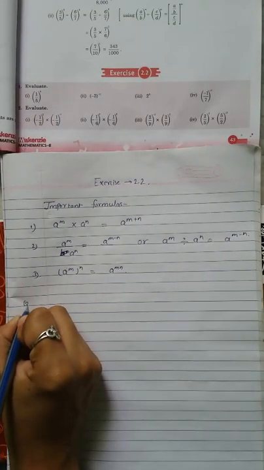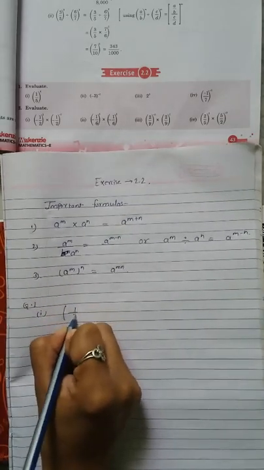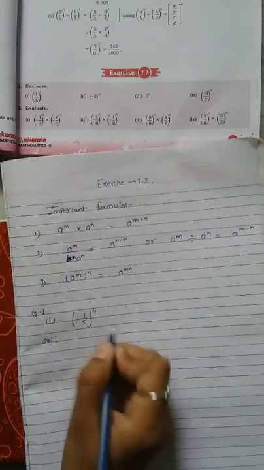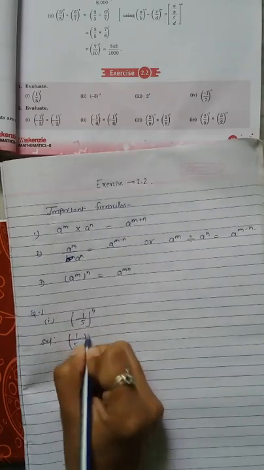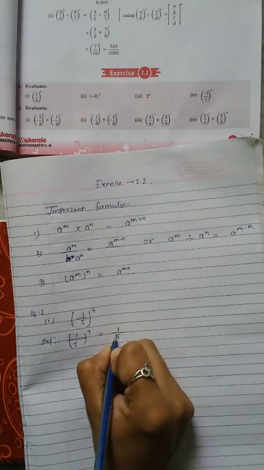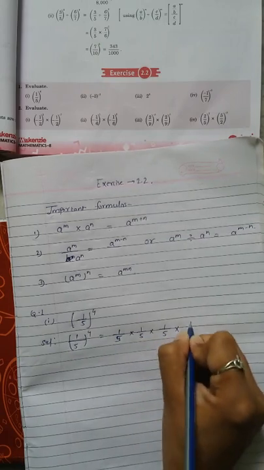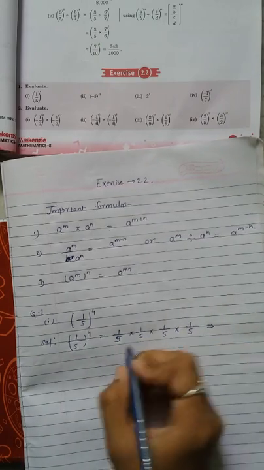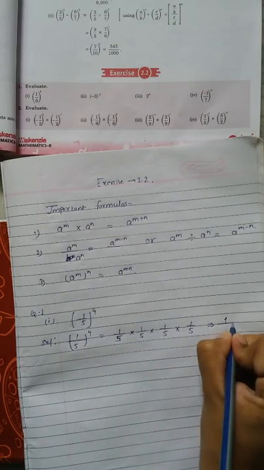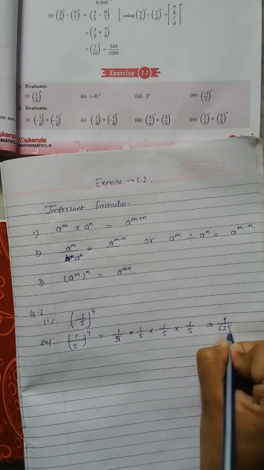Question number first. The question is 1 upon 5 raised to the power 4. For solving it, we will write 1 upon 5 four times: 1 upon 5 multiplied by 1 upon 5, multiplied by 1 upon 5, multiplied by 1 upon 5. 1 multiplied by 1, 1 multiplied by 1, and 1 multiplied by 1, we will get only 1. And if we multiply 5 four times, we will get 625.